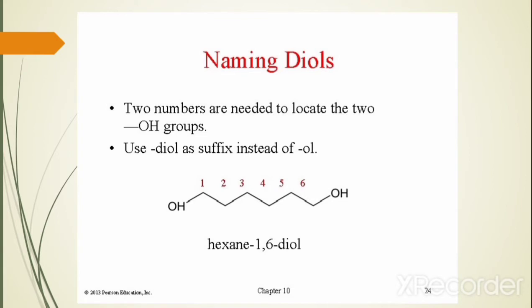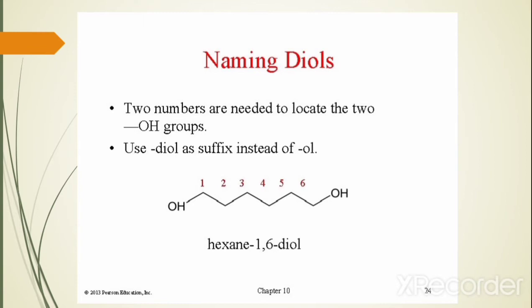A compound that contains 2 hydroxyl groups is a diol. So the naming is the same. 2 numbers are needed to locate the 2 hydroxyl groups. So we will have to number the 2 carbons, because each carbon will contain a hydroxyl group attached to it, and use diol as the suffix instead of ol.